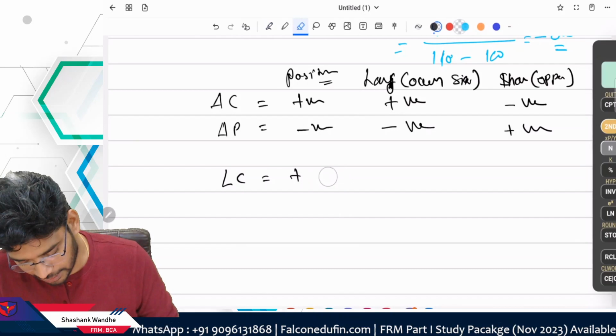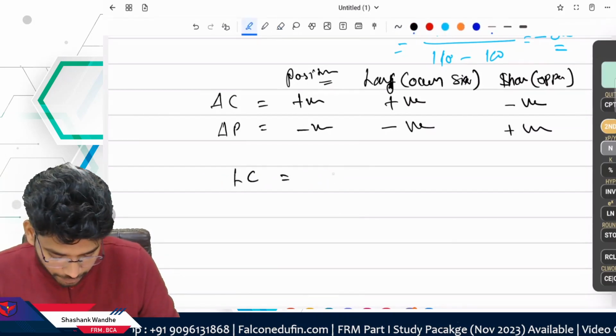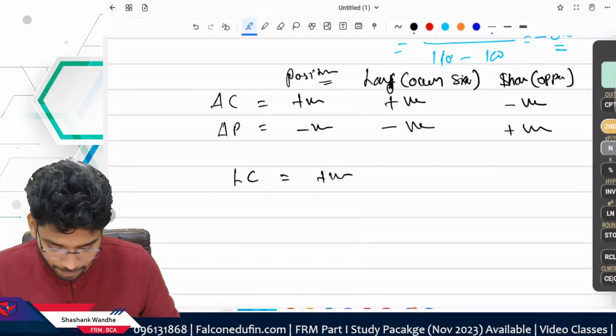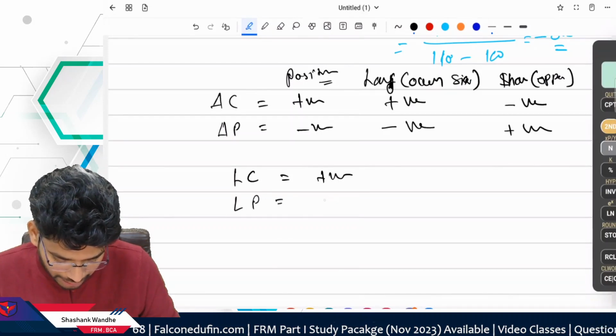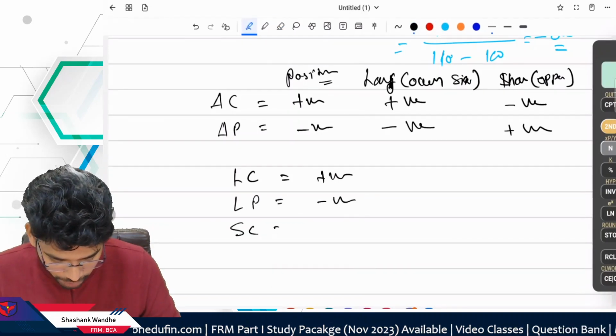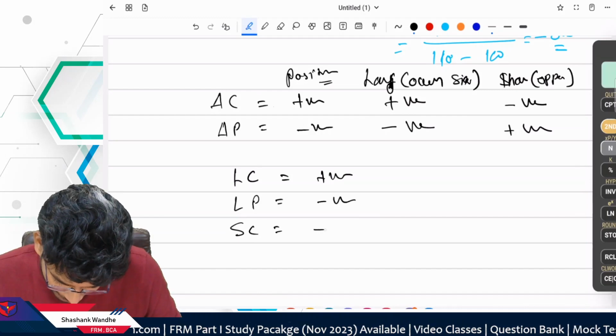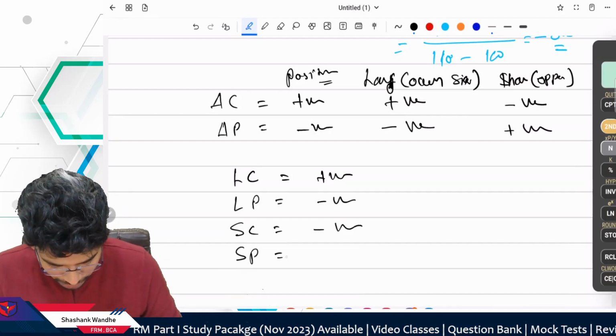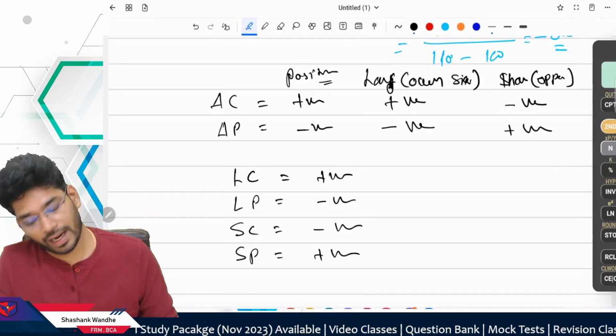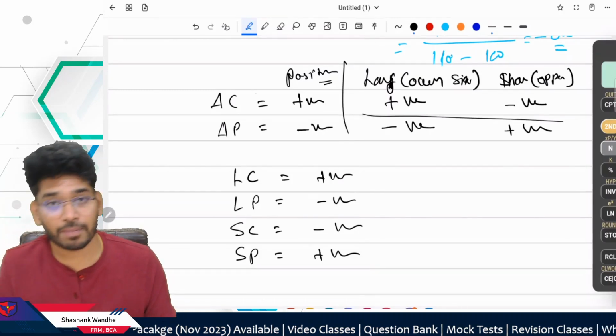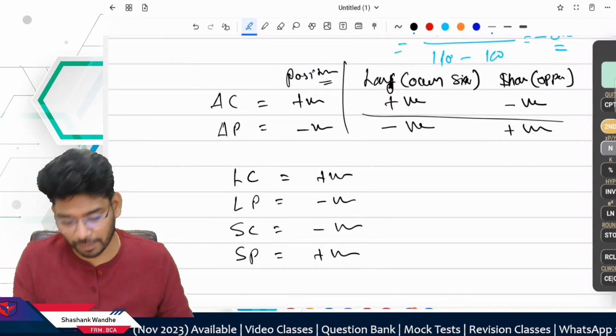So let's start again. Long call, position delta positive. Long put, position delta negative. Short call, position delta negative. Short put, position delta positive. Why? I already explained. You have to remember this. This is the area where students make mistakes.